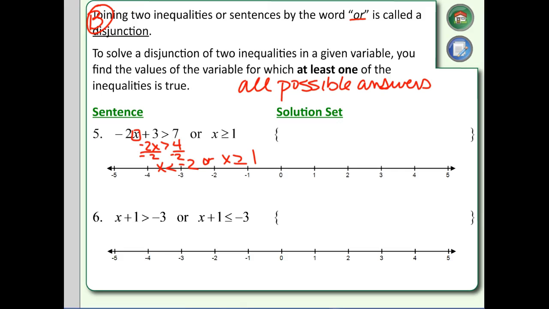So how are we going to graph that? Well, we're going to go to x is less than negative 2. We're going to put an open dot, and we're going to go to the left. I'm going to graph underneath because I wrote up above. And then we're going to go to where x is greater than or equal to 1, closed dot. Now, notice what happens. This time I've got rays going in opposite directions. And that makes sense because my inequality signs are going in opposite directions.